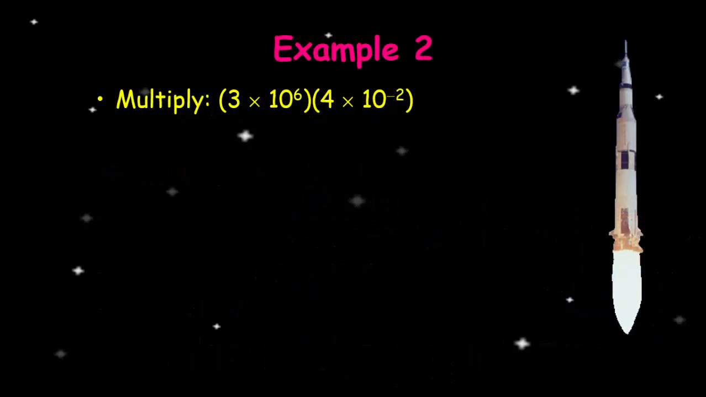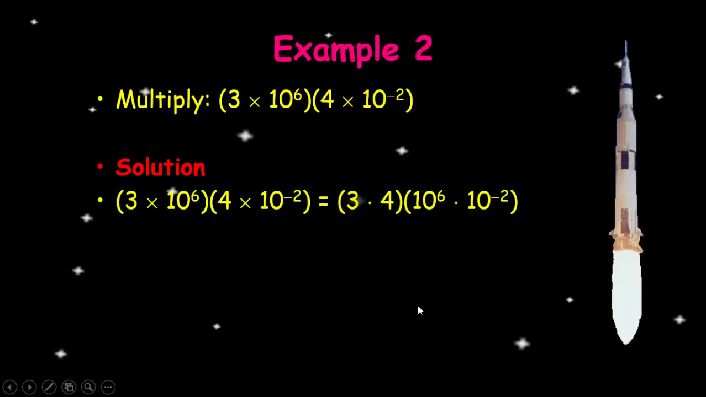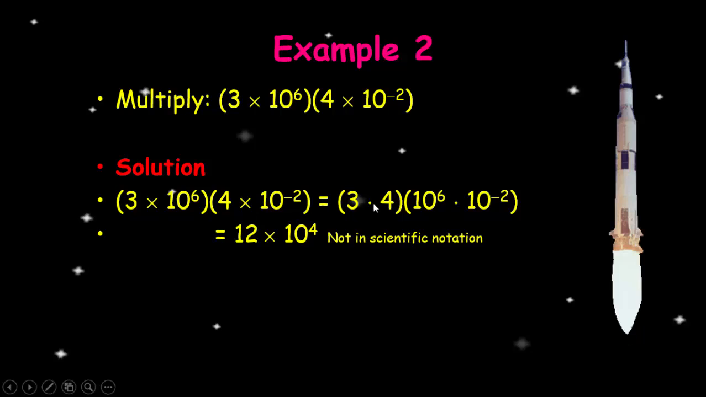In example number 2, we're going to multiply 3 times 10 to the 6th power, all times 4 times 10 to the negative 2 power. Solution, we multiply the m and the n, so that's 3 times 4, and now we take the 10 to the 6th power and multiply that by 10 to the negative 2 power, and we get 12, and this is 6 minus 2 gives us 4, so that's 12 times 10 to the 4th.